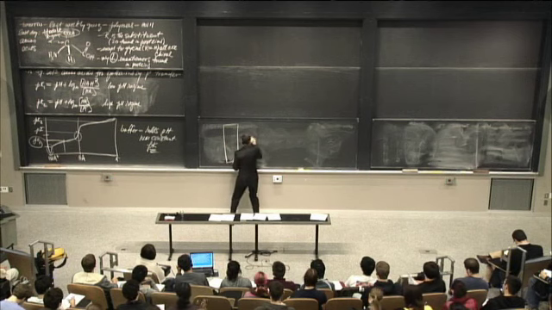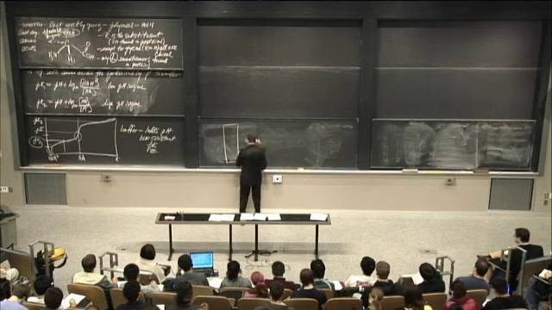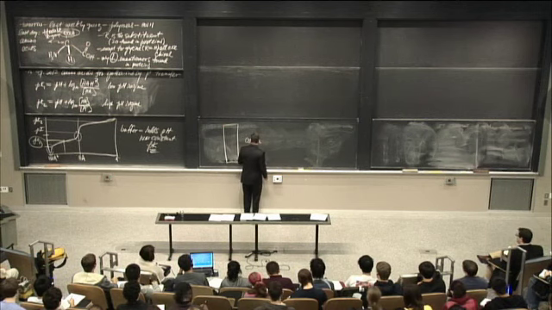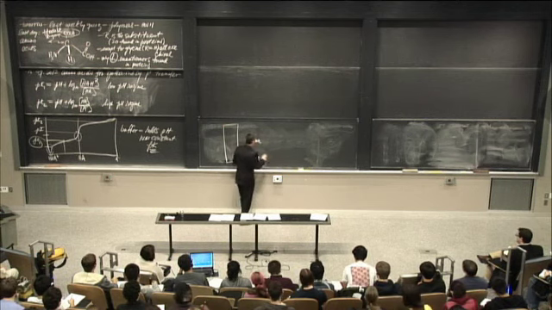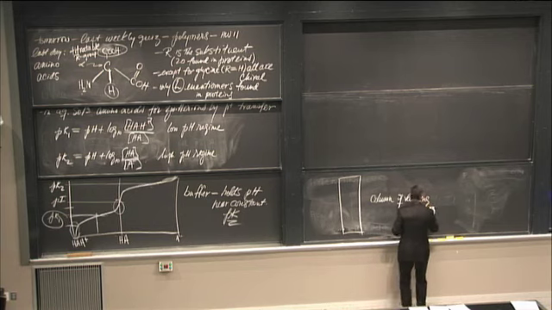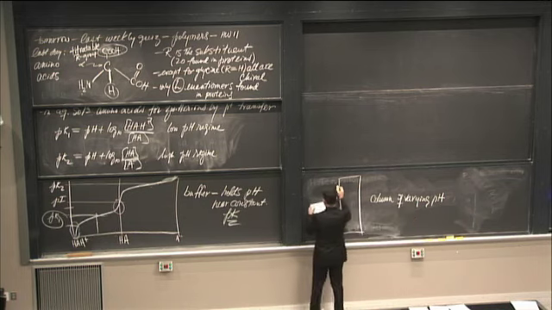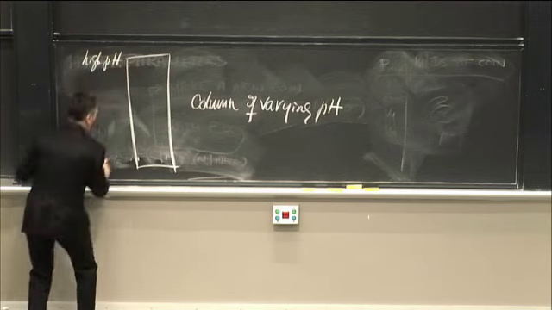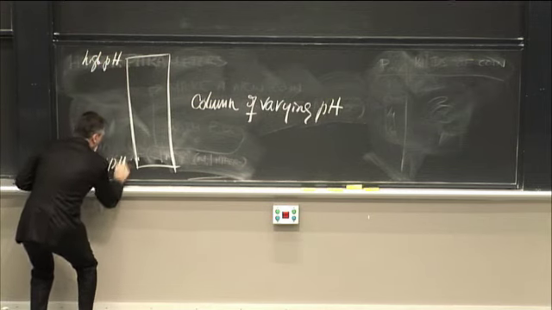This is a column, and it's an aqueous solution, a column of varying pH. So it starts at the top, and just for argument's sake, I'm going to put high pH here at the top and low pH here. So it's an aqueous solution.